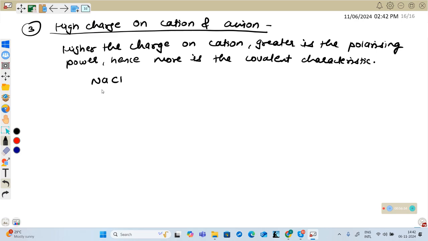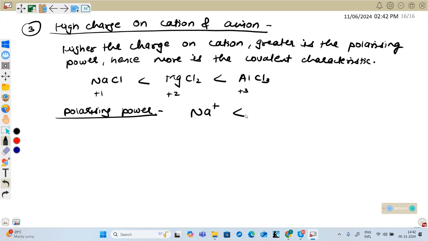If you compare NaCl, it is +1, then magnesium chloride +2, then aluminium chloride, on aluminium it's +3. Anions are the same. So polarizing power, sodium lesser than magnesium, lesser than aluminium. Am I right? No, wait, I have to give you an anion example as well.